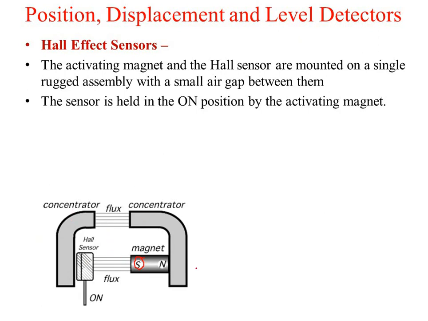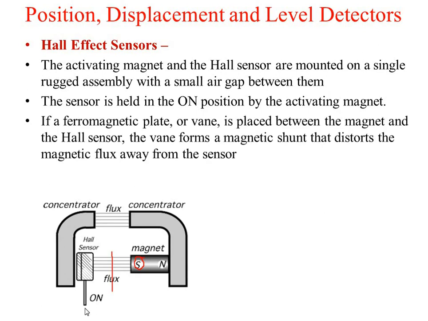Now this is the concentrator. This will concentrate the magnetic field or flux linkage. Now this is the Hall effect sensor. So you can see that this will be on, and whenever any object is inserted in there, obviously the flux linkage will change, and that is going to make it off. So you can measure the displacement accordingly.